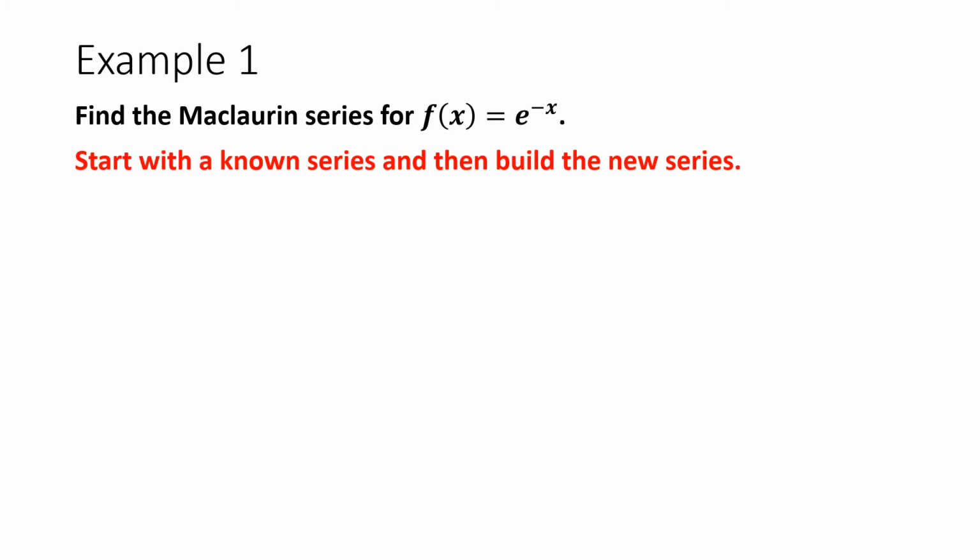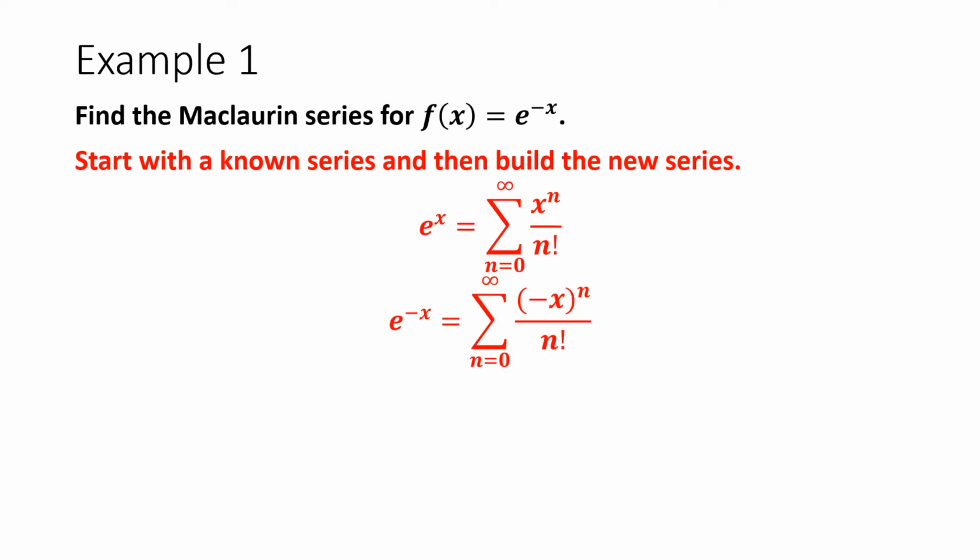Example 1 says find the Maclaurin series for f of x equals e to the negative x. You want to start with one of the series you have memorized, which in this case is e to the x. We know that e to the x equals the sum from n equals 0 to infinity of x to the n over n factorial. Now I'm going to build my series from this one. Instead of e to the x, I have e to the negative x, so everywhere I see an x, I put negative x. In my summation, I have the sum from n equals 0 to infinity of negative x to the n over n factorial.